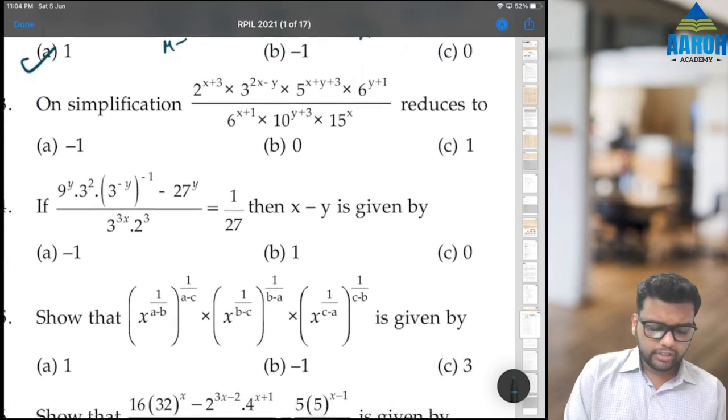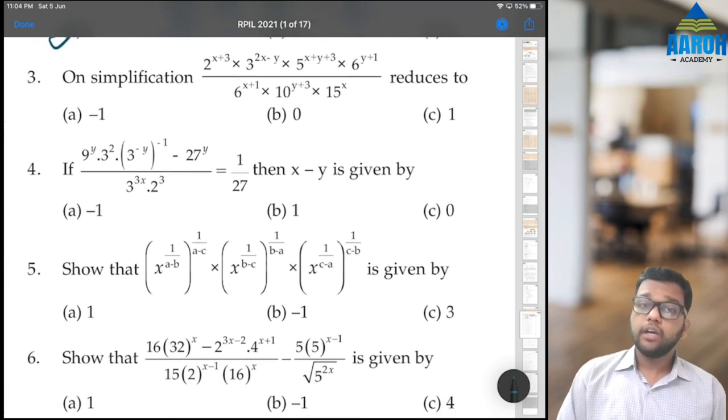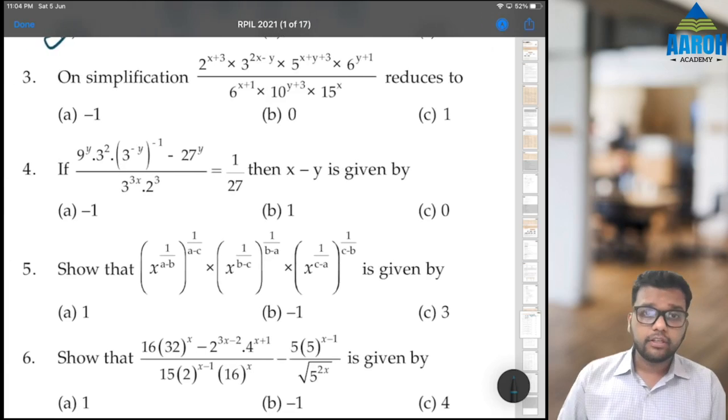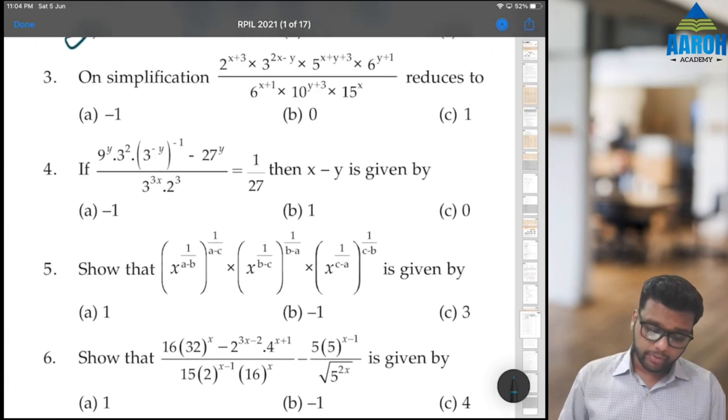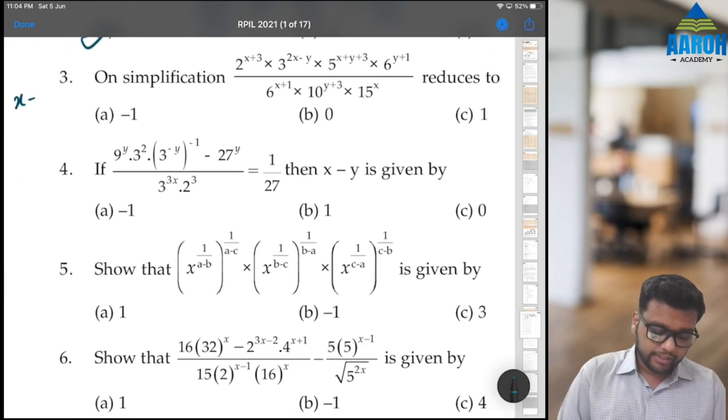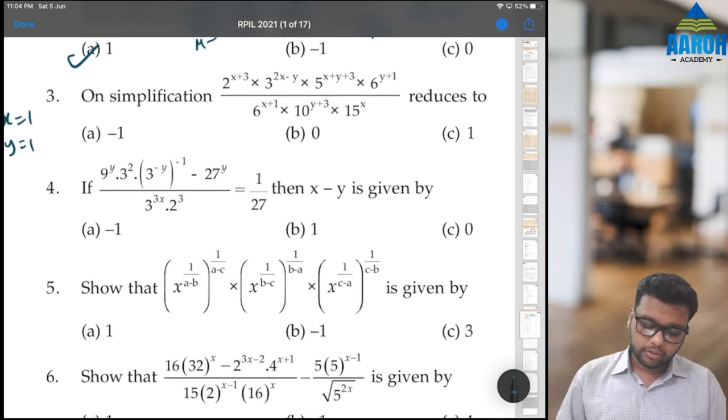Next, on simplification this reduces to, understand, if the options have no x, y or anything, then you can assume any values for x, y that you want. Okay, so let's assume here x and y both as 1. Let's assume x is equal to 1, y is equal to 1. So now this will be simplified.